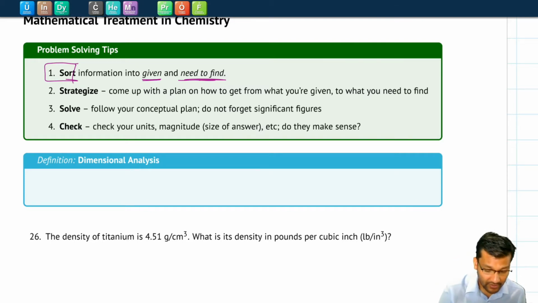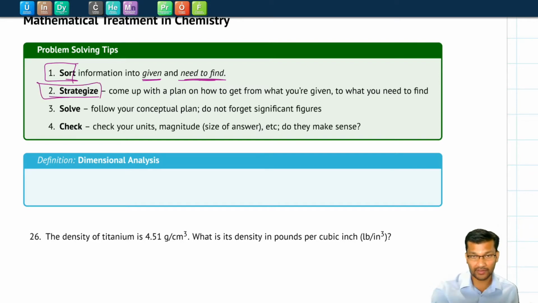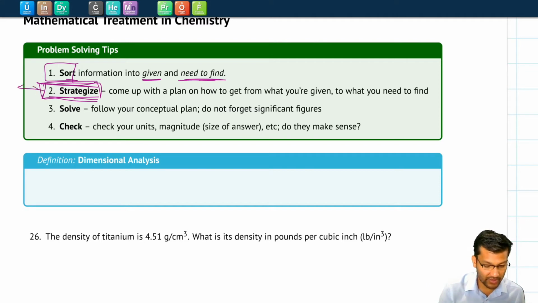The second thing that I would ask you to do is form a strategy. Once you have the data that you're given and the data you need to find, come up with a strategy to get from the data that you're given to the data that you need to find. Strategies will vary from problem to problem, and there is no universal strategy. So this one is all dependent upon your creativity. There is no one way to skin a cat, and so there are many ways to solve any of these mathematical problems. Your strategy will depend on what you are comfortable with.